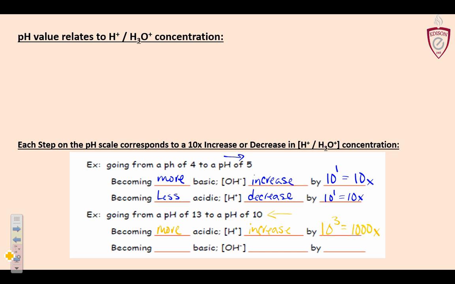If you could count all of the hydrogen ions in there, there'd be 1,000 times more at a pH of 10 compared to a pH of 13, specifically. Okay, so the opposite's going to happen now for basic. I'm moving away from the basic side, so I must be becoming less basic. Therefore, my OH concentration is decreasing, and I still move 3 spots on my pH, so it's 10 to the power of 3, which is going to be 1,000 one more time.